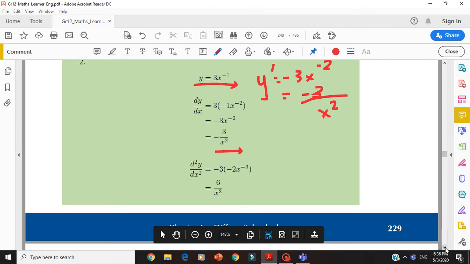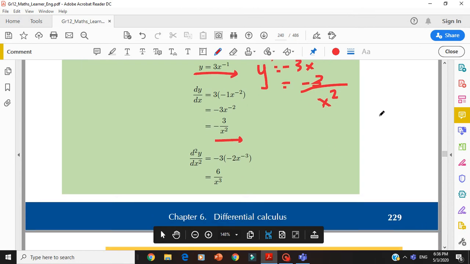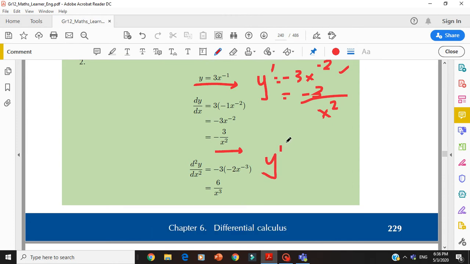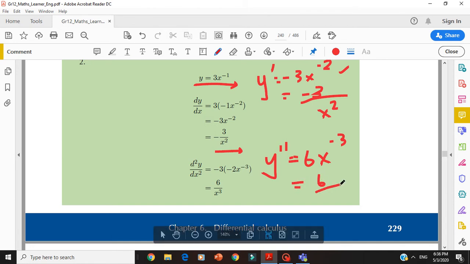Finding the second derivative is done similarly. Let's look at this part here. So y double prime is equal to minus 3 times minus 2, which gives me positive 6x to the minus 3. Writing it as a positive exponent is 6 over x cubed.